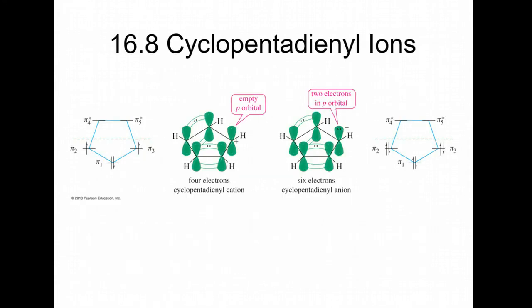Just a few examples. That's 16.8, so hopefully you understood that. If you have questions, we will talk more about that in class, but just remember the 4 criteria: planar, conjugated, cyclical, and 4n plus 2 to be aromatic, or 4n to be anti-aromatic.